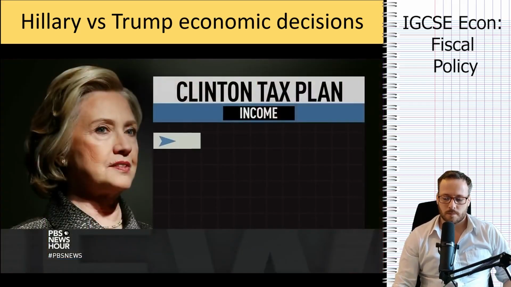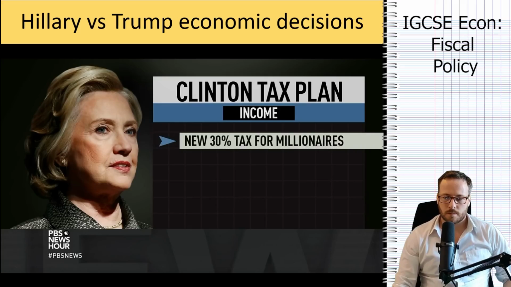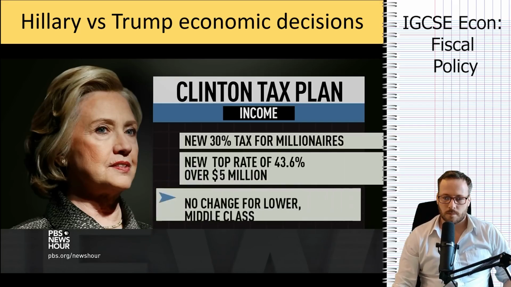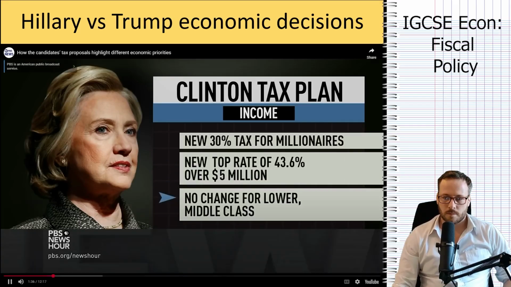Clinton would charge a minimum 30% tax on incomes over $1 million, and she'd raise the total tax rate to 43.6% for those making over $5 million. Clinton would not change rates for the lower or middle classes.